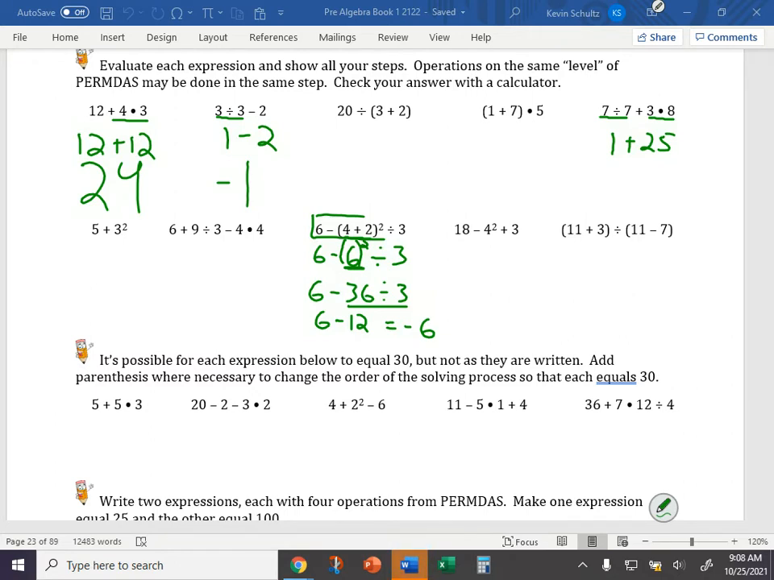Plus, doing that gives us more space. Oh, I wrote the answer. Sorry. 3 times 8 is 24. Plus, it gives us more space to write our answer big. 25. Right there. Okay? Quentin.